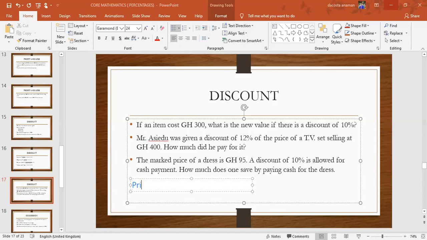So the price of that item is what? 300 Ghana cedis. And a discount of 10% has been given. So now we are looking for the new price. Let's represent that with X. Is that okay? So as I already said, the original price, you represent it with what? 100%. Is that okay? So in this instance, 300 cedis is equal to 100%.